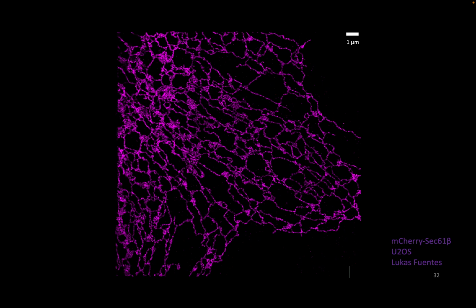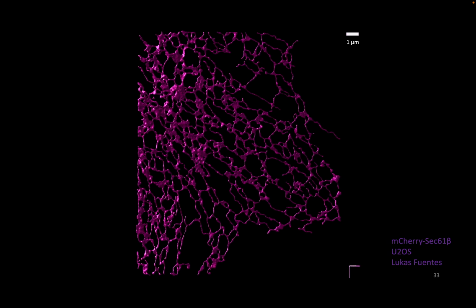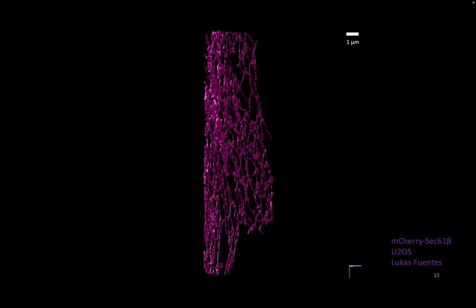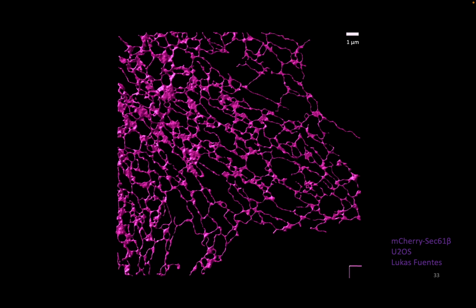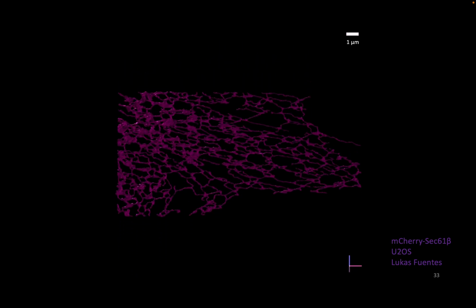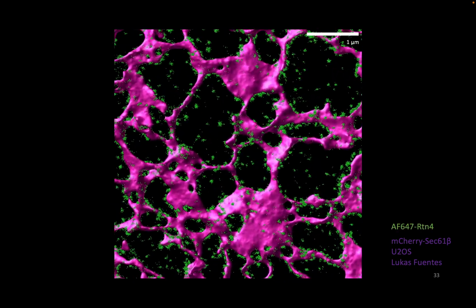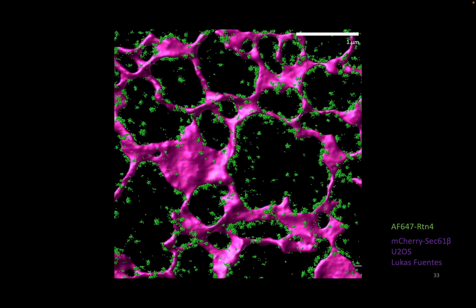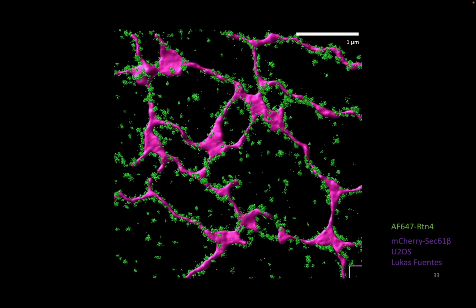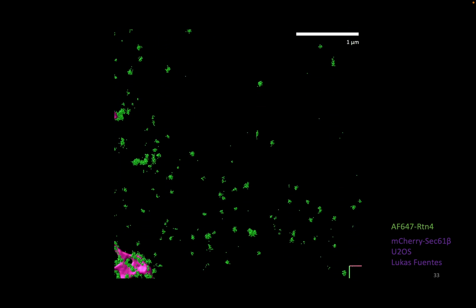My lab mate, Lukas Fuentes, took this beautiful ER data set in lamellipodia, and we can reconstruct the whole thing. And he also, at the same time, imaged ER structural proteins called reticulon 4, which are thought to give the ER its highly tubular structure. So basically, they're found to localize in areas that are high in curvature on the ER. So they wrap themselves around tubules and localize to the sides of ER sheets. And in fact, that is exactly what we see when we plot them on top of our ER surface reconstruction here.